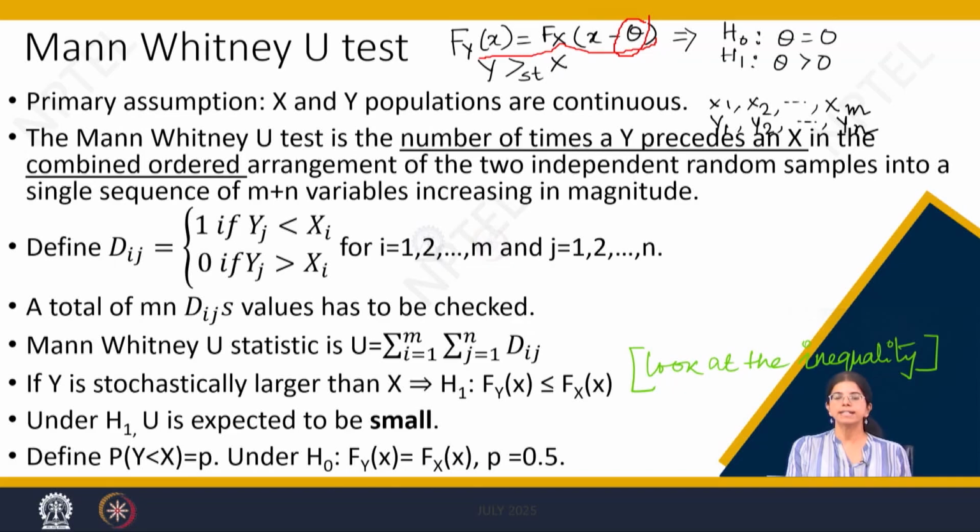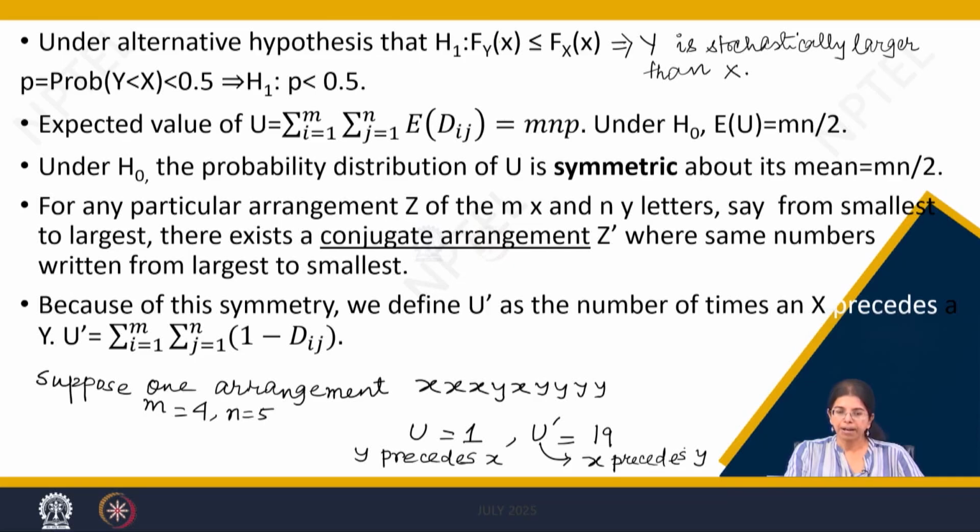Now, under the alternative hypothesis, what can you expect? You can expect that U is small, because we are checking how many y's are lagging behind x. So, define the probability that y is less than x equal to p. Under Fy equal to Fx, p is equal to 0.5. So, under the null hypothesis, when the two distributions are the same, this probability is 0.5. Now, what will be the alternative hypothesis? The alternative hypothesis will be p less than 0.5, clearly.